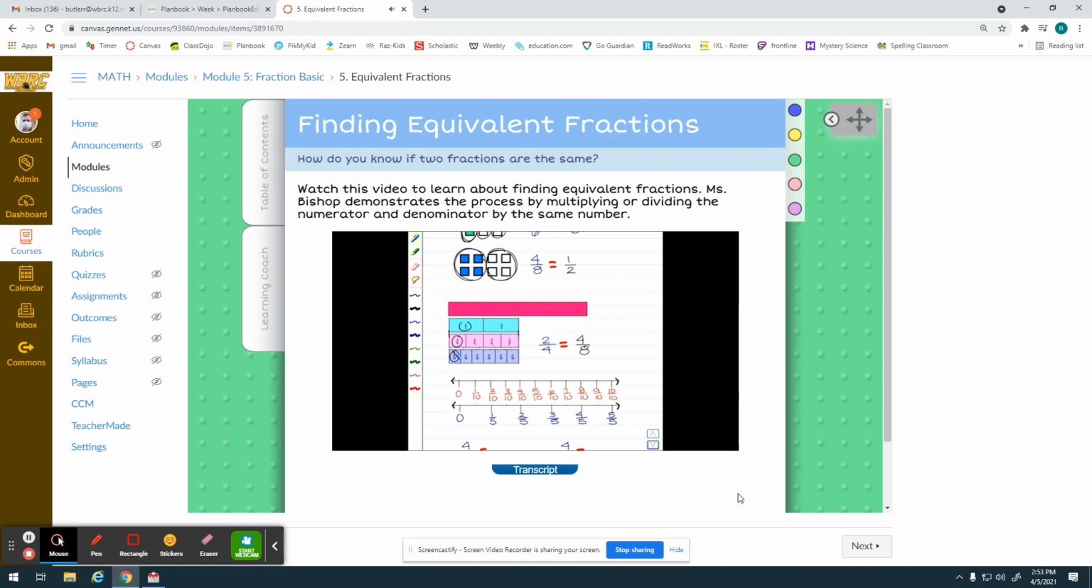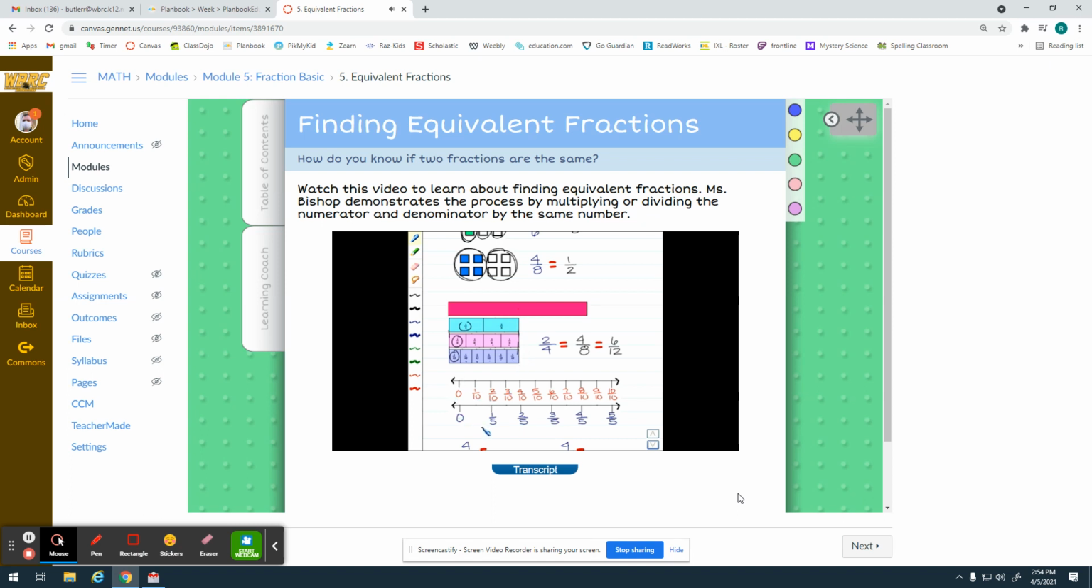Here we have twelfths. We can do the same thing, lining it up. We have 1, 2, 3, 4, 5, 6 twelfths. So 2 fourths, 4 eighths, and 6 twelfths are all equivalent fractions. They all name the same value.